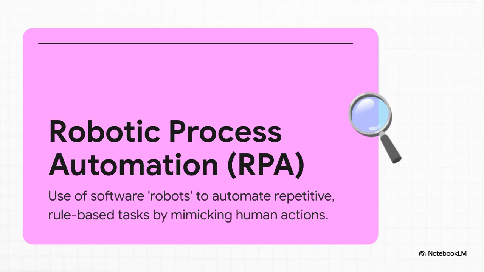So what exactly is RPA? Well, the first thing you have to know is we are not talking about physical metal robots here. These are software robots. They basically live on a computer and mimic what a person would do on the screen: clicking, typing, copying, pasting, moving through apps just like you would, only way, way faster. And they never need a coffee break.